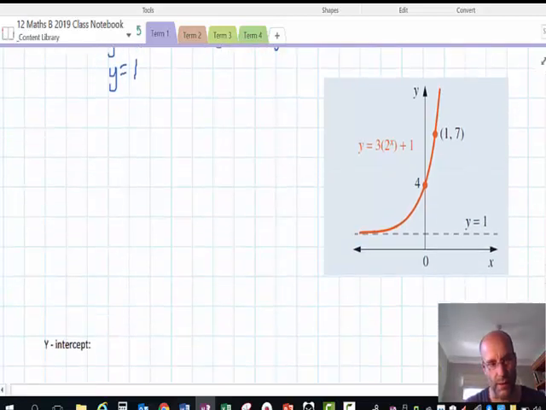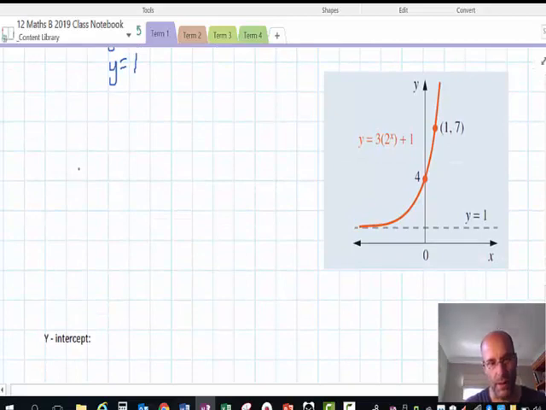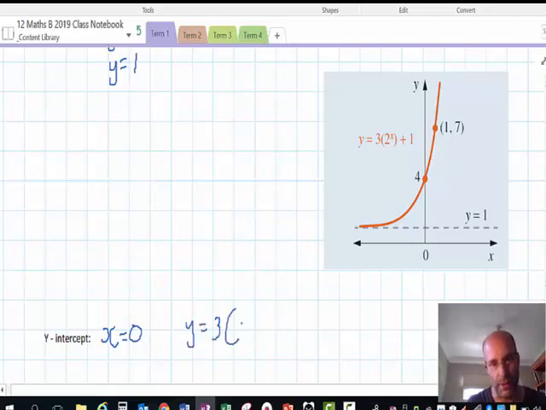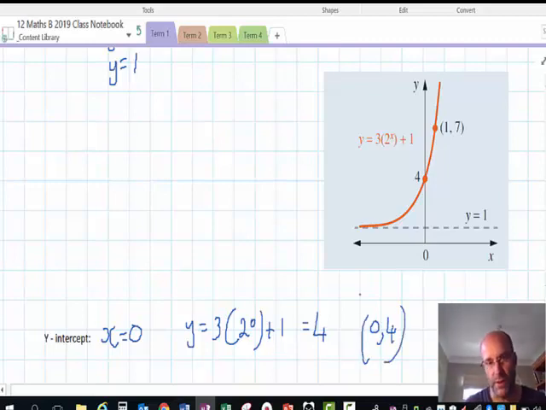Last step there we can see is the y-intercept, which is when x equals 0. So we sub that in: y equals 3 times 2 to the 0 plus 1, which is 3 times 1 is 3, plus 1 is 4. So we have (0, 4) is where it cuts through the y-axis. If we put all those things together, we can see that's our finished result.